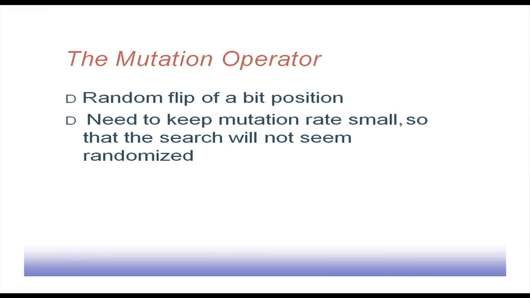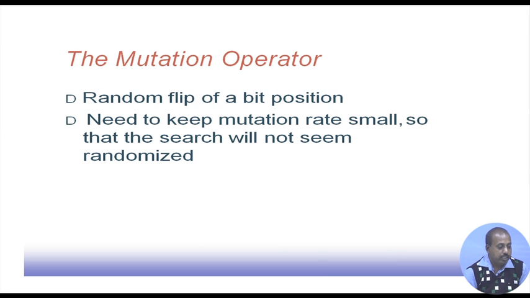In mutation, what it does is randomly flip a bit position. Okay. So, in a chromosome or in an individual, it will randomly flip one particular bit. That will bring variety which was not present in the population so far.